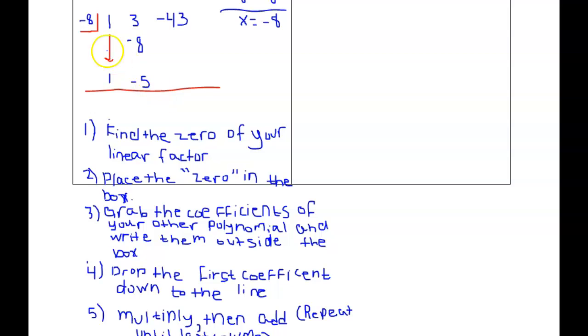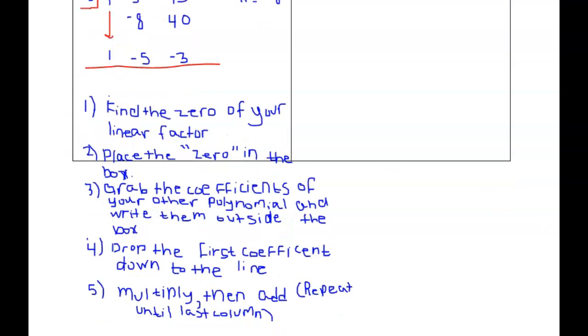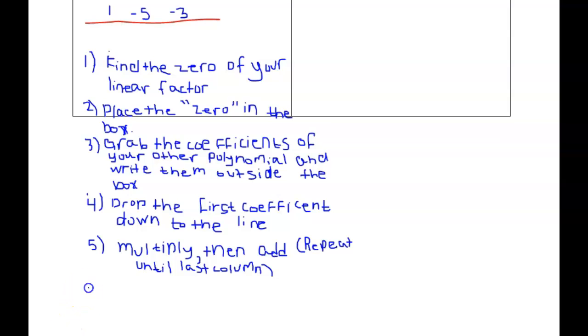Then I'm going to multiply again. I keep repeating the steps. Negative 5 times negative 8 is 40. So I am going to put that under my next coefficient, and then I'm going to add, and I'm writing that sum on the line. Negative 43 plus 40 is negative 3. I do that until I get to the end. Now there's the last step that I want to write. This is step number 6.